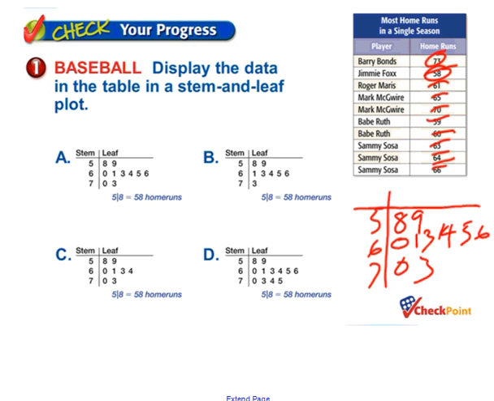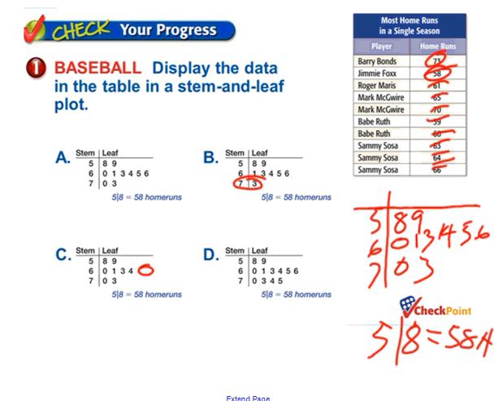All right, so there's my stem and leaf graph. And of course, my key here means that 5 | 8 is equal to 58 home runs. That's what that means. As I look and compare these, this one does not include 70, so it isn't that one. This doesn't include 65 or 66.